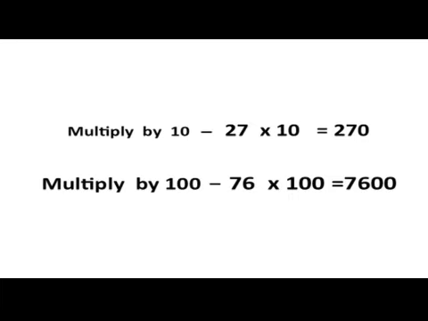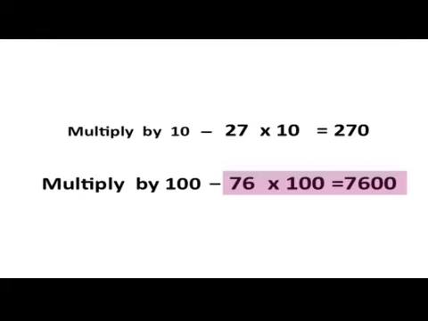To multiply a given number by 100, we have to do the same as in the previous case, but we have to insert 2 zeros on the right side of the given number. For example, if you multiply 76 into 100, we have to add 2 zeros behind 76. So, we will get the answer as 7600.